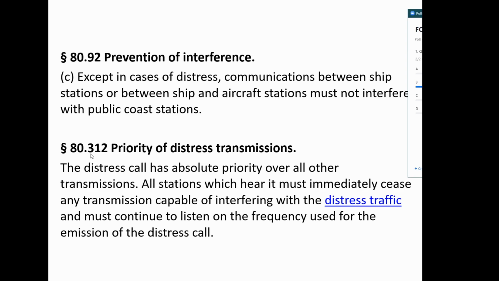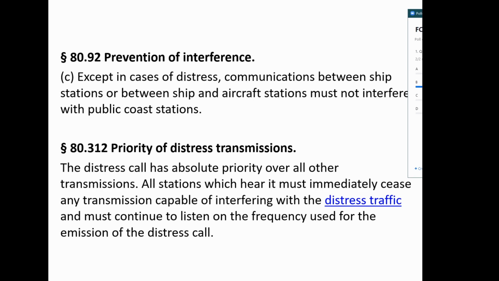And then I threw in the priority of distress transmissions. The distress call has absolute priority over all other transmissions. All stations which hear it must immediately cease any transmission capable of interfering with the distress traffic, the radio messages, and must continue to listen on the frequency used for the emission of the distress call.